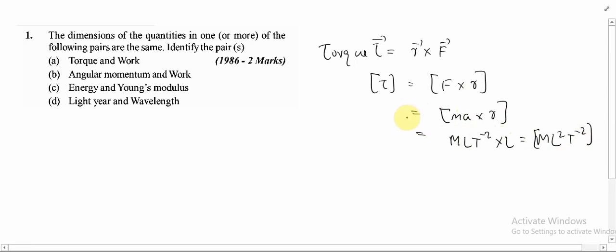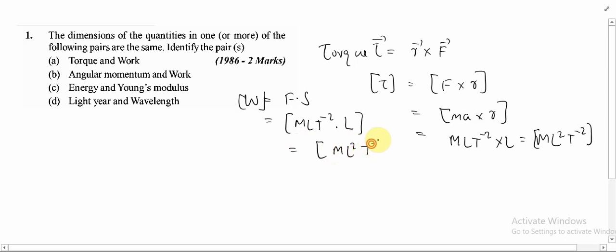Now what about work? Work can be written as force into displacement. The dimension of force is M L T power minus 2 and the dimension of distance is L. So I can write it as M L square T power minus 2. Now you can see that the dimension of work is the same as the dimension of the torque. So option A is correct.